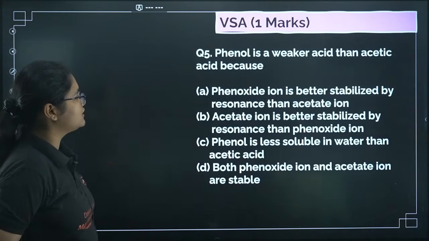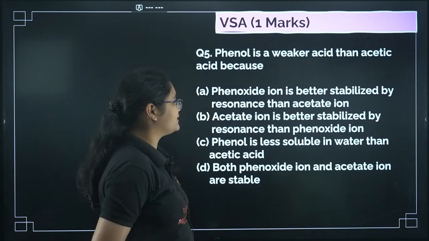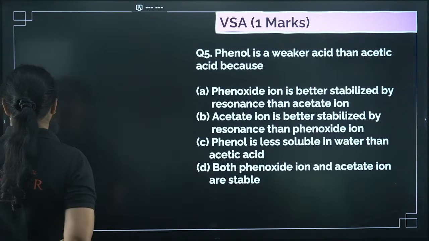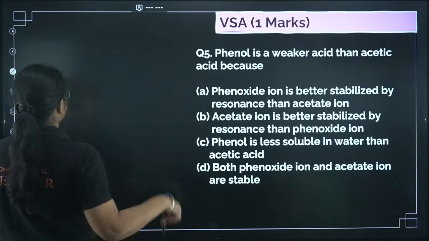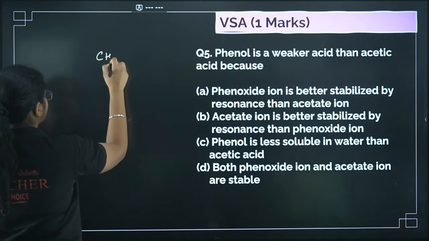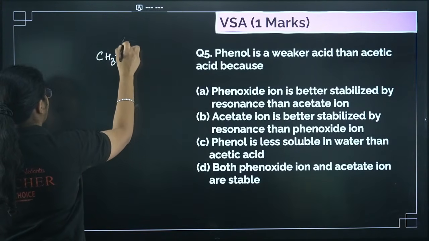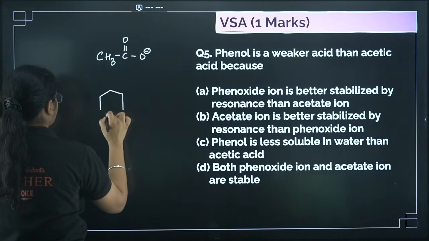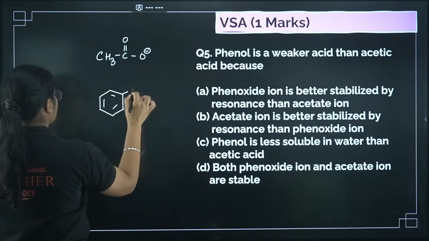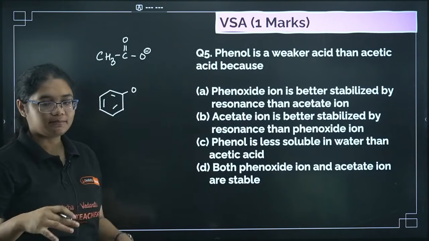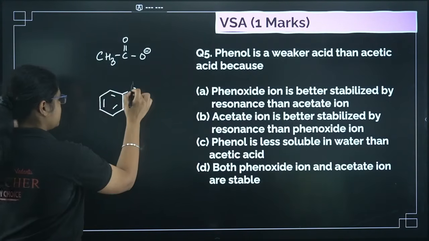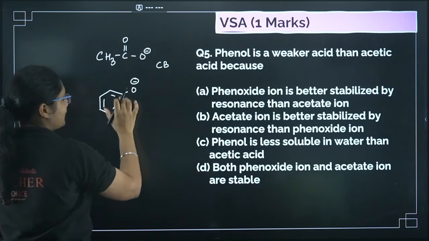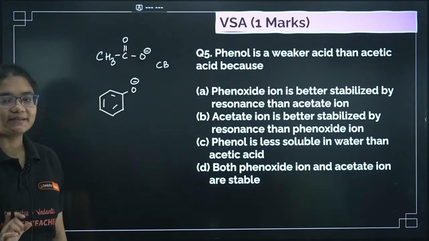Next question, phenol is a weaker acid than acetic acid because... First of all, let us see the structure of acetic acid, and let us see the structure of phenol. We are talking about their acidic behavior, meaning they will donate protons. So here we have O minus, and this is the conjugate base of acetic acid, and this is the conjugate base of phenol.